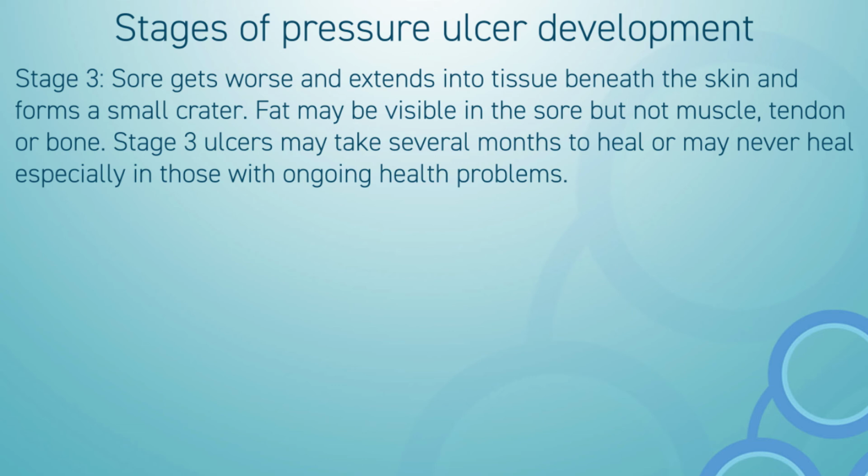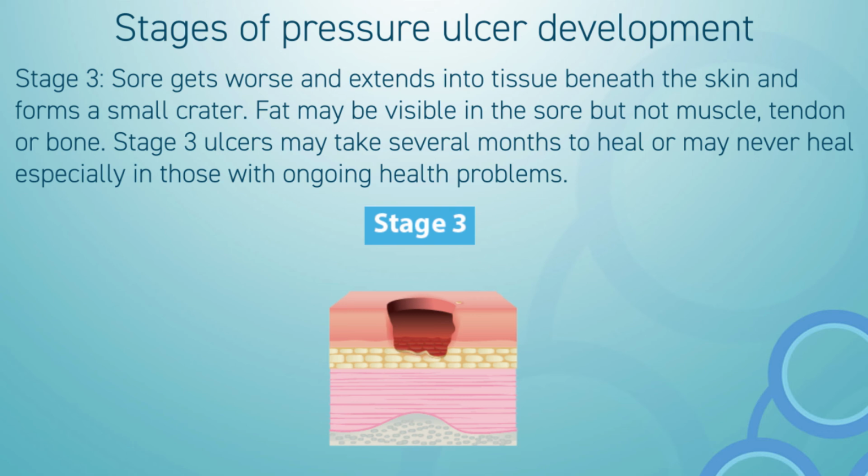Stage 3. The sore gets worse and extends into tissue beneath the skin and forms a small crater. Fat may be visible in the sore, but not muscle, tendon, or bone. Stage 3 ulcers may take several months to heal or may never heal, especially in those with ongoing health problems.